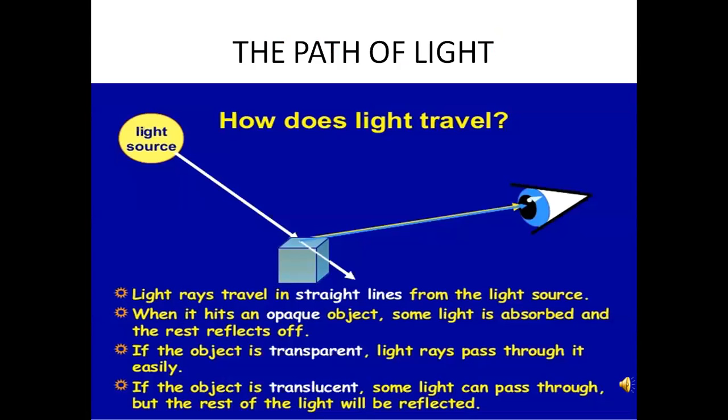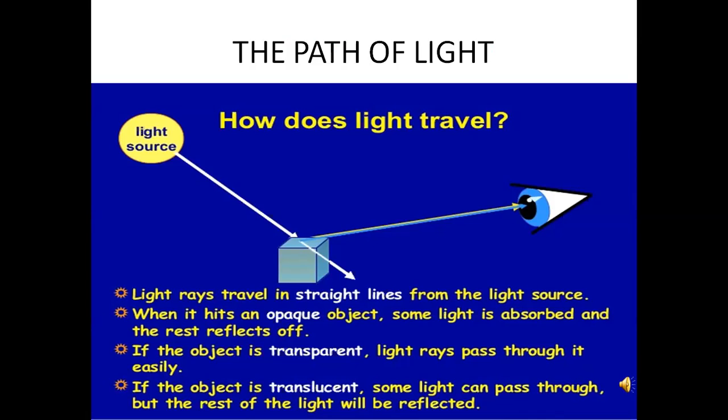The path of light. How does light travel? Light rays travel in straight lines from the light source. When it hits an opaque object, some light is absorbed and the rest reflects off. If the object is transparent, light rays pass through it easily. If the object is translucent, some light can pass through, but the rest of the light will be reflected.